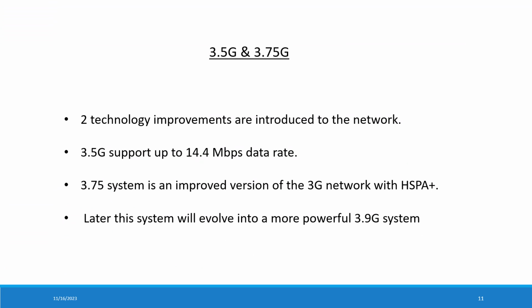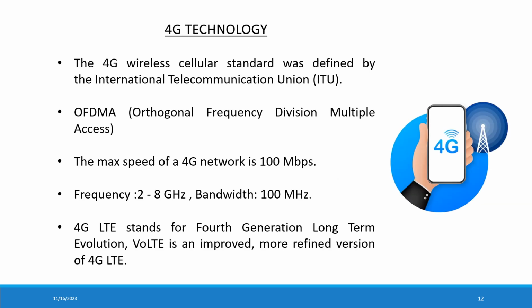3.5G and 3.75G are the two enhanced technologies of 3G. 3.5G supports up to 14.4 megabits per second data rate, and the 3.75G system is an improved version of the 3G network with HSPA+. Later this evolved into the more powerful 3.9G system.